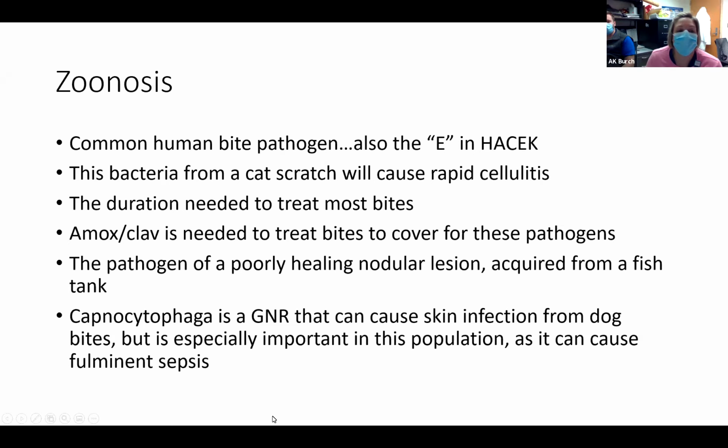This is one of my favorite questions, and it's one of my big pet peeves. This is why I hate clindamycin for aspiration pneumonia as well. So what drug does not cover Eikenella? This will be a question on your test. I had it on my boards.